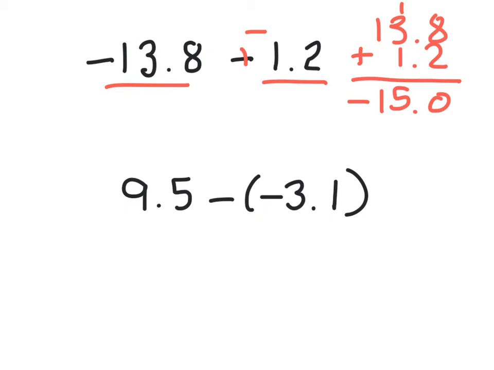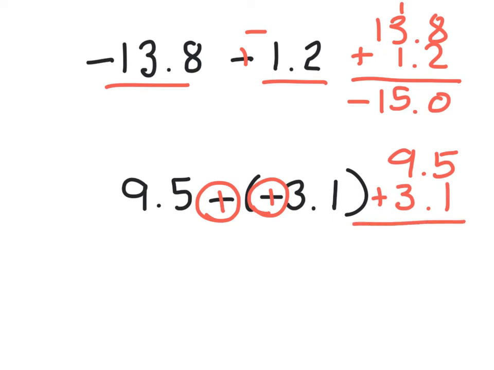Welcome back from pausing the video. We are subtracting a negative, so we will add the opposite, which is a positive 3.1. Again, let's add the decimals, line them up. Both these decimals are positive, so we add them and they stay positive. So the answer is 12.6. Who had that one right? All right, let's go to the next one.